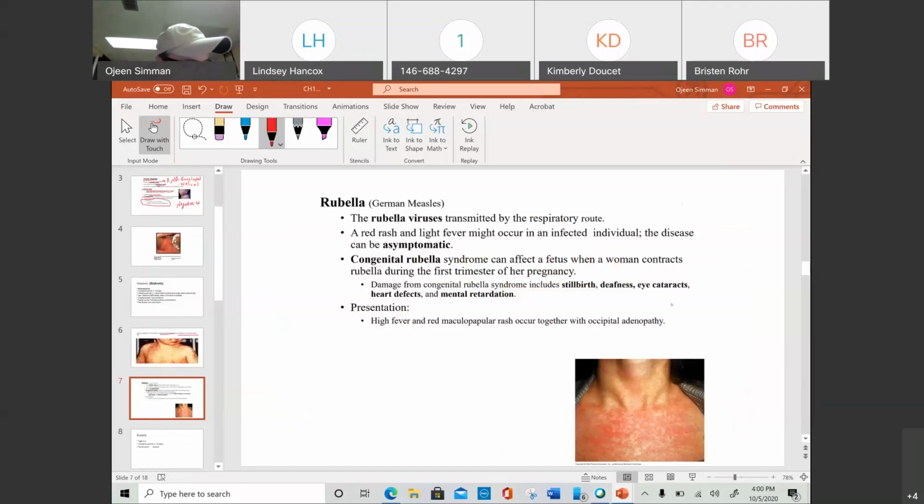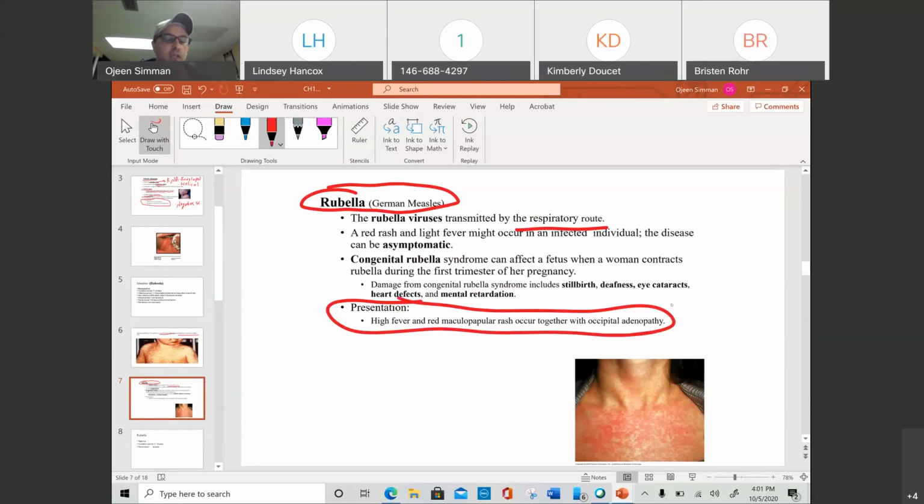The next one is rubella, which is German measles. This one is also transmitted by respiratory routes. The presentation is that patients start out with a high fever plus a red maculopapular rash, occurring together with lymphadenopathy, usually in the occipital region. Occipital lymphadenopathy.